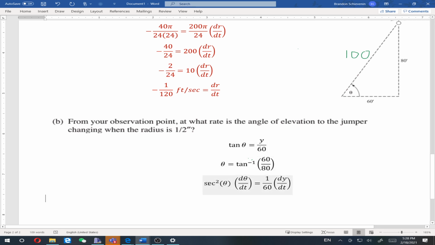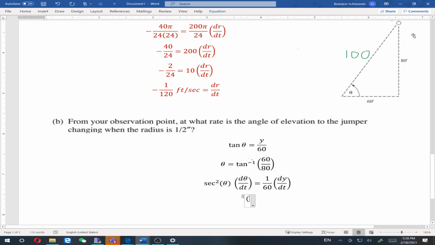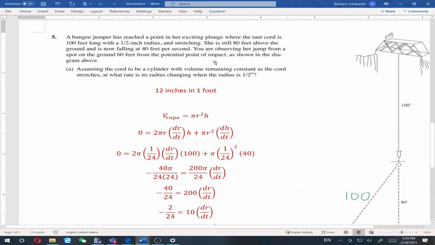So this is the secant at the same angle that we had here. At this angle, the cosine would be adjacent over hypotenuse, which would be 6 over 10 or 3 over 5. So the secant would be the flip of that, which would be 5 over 3. So the secant of my angle is 5 over 3, and then I'm squaring that, times d theta over dt, which is what we don't know, is equal to 1 over 60 times dy over dt. Do you remember how fast she is falling? 40 feet per second, you're right.